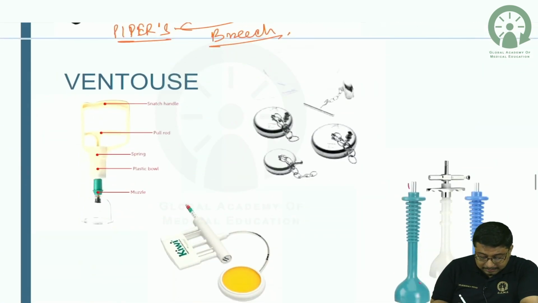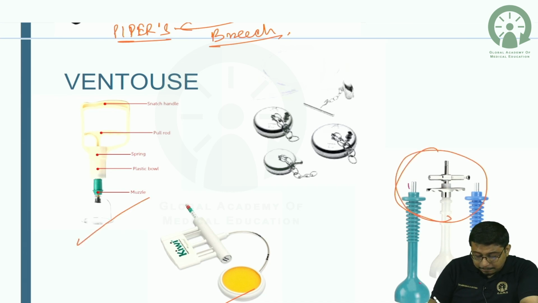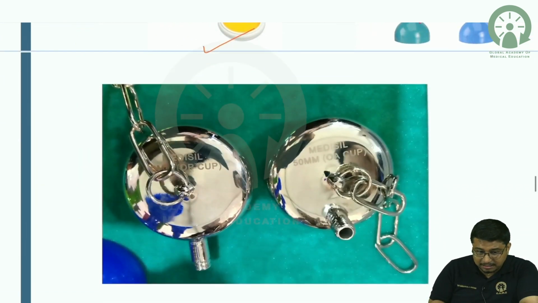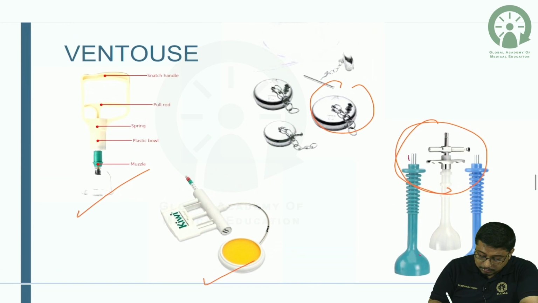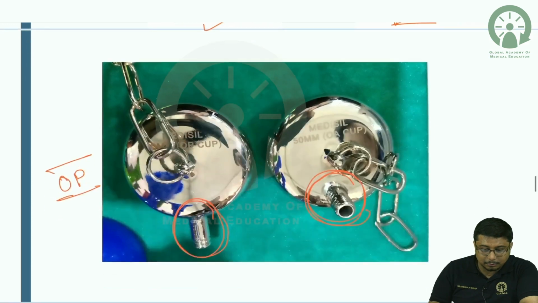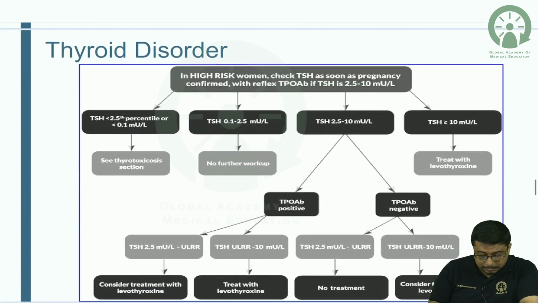Okay, so these are ventouse. This is a handheld ventouse, the Kiwi cup. This is another handheld ventouse, and this is the elastic cup for ventouse application, and these are the metal cups. Remember this image carefully. Most of the time the nozzle will be on the cup, like this, this is also a cup, but the nozzle goes vertically. But if the nozzle is on the side, this is a particular cup specially designed to deliver occipito-posterior.